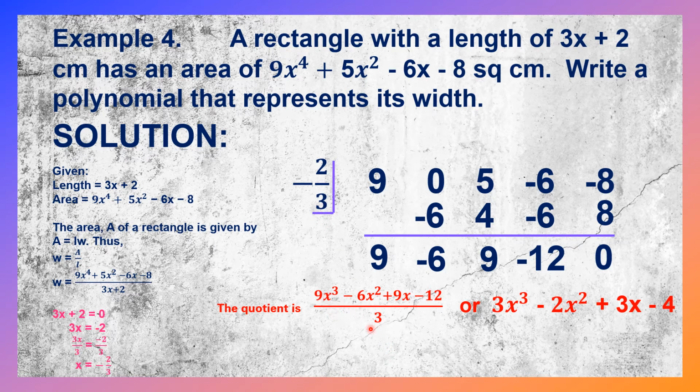Dividing now, 9x cubed divided by 3 is equal to 3x cubed. Negative 6x squared divided by 3 is negative 2x squared. Then, positive 9x divided by 3 is positive 3x. Negative 12 divided by 3 is negative 4. Hence, the width of the rectangle is 3x cubed minus 2x squared plus 3x minus 4.